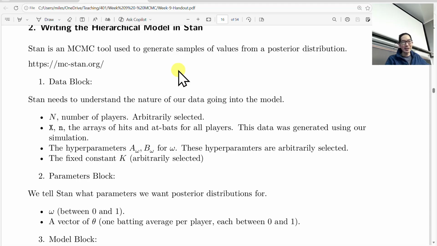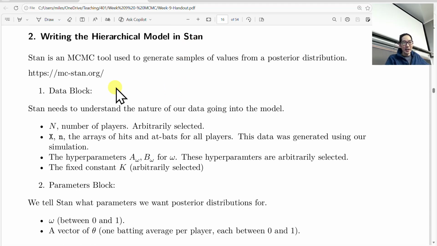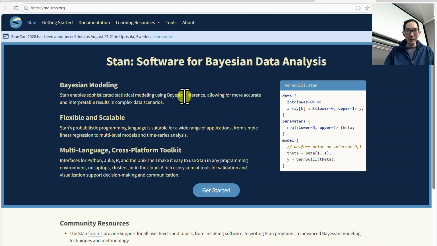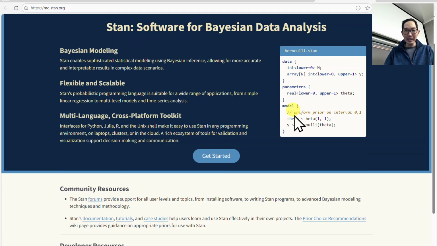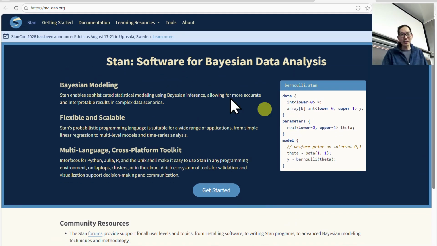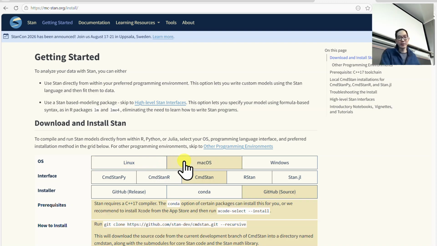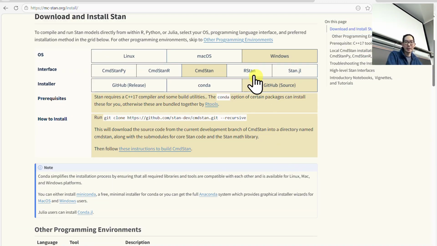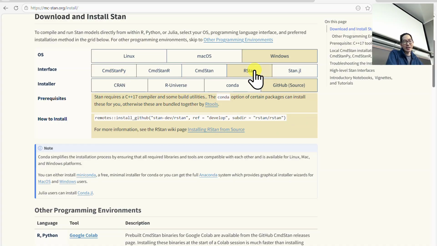So anyway, that's what the namesake of this thing is. You can learn about Stan's software for Bayesian data analysis, and it has its own language for describing the data, parameters, and model. There's lots of information, and if you go to getting started, they explain how to get it installed. You can do it with Python, or within R using RStan. That's what we're going to use.